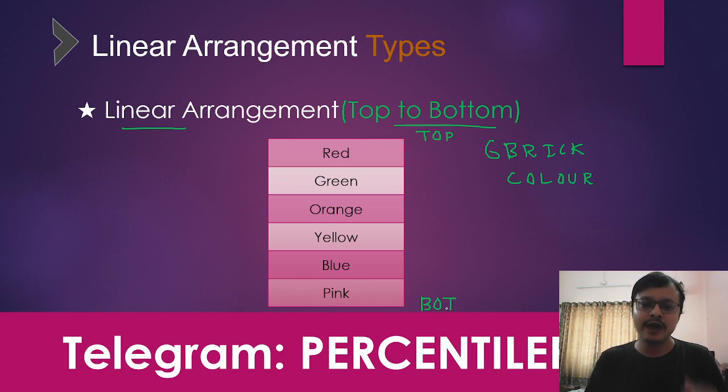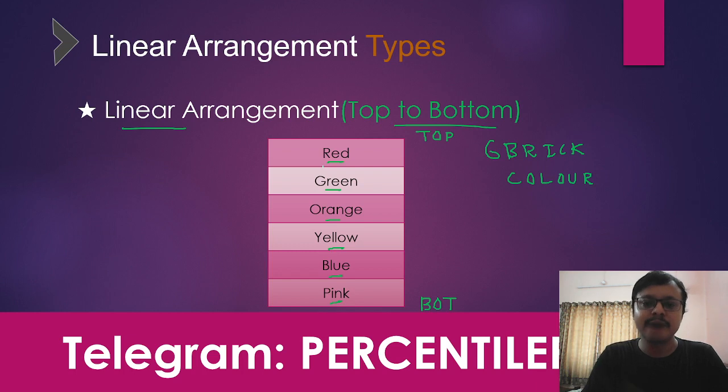So effectively what you have is the bricks arranged one on top of the other in a sequence. The bottommost brick is pink, on top of that you have blue, on top of that yellow, on top of that orange, on top of that you have green, and the topmost brick is your red brick. So these are the 6 bricks that you have, one on top of each other.